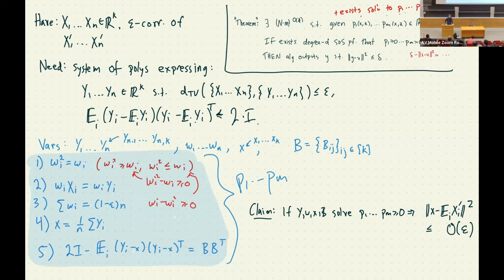Yeah, that just means that there should exist some x and z which simultaneously solve the system, which make them all non-negative. It shouldn't be empty. That is the original non-corrupted. Yeah, in our case, that'll be the non-corrupted samples and the non-corrupted mean.